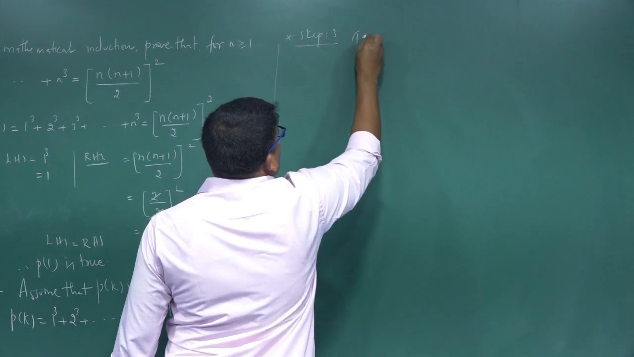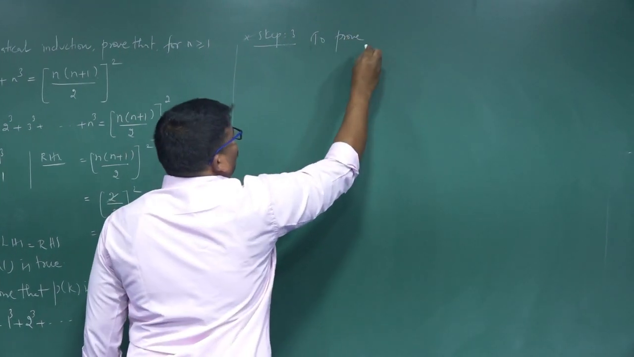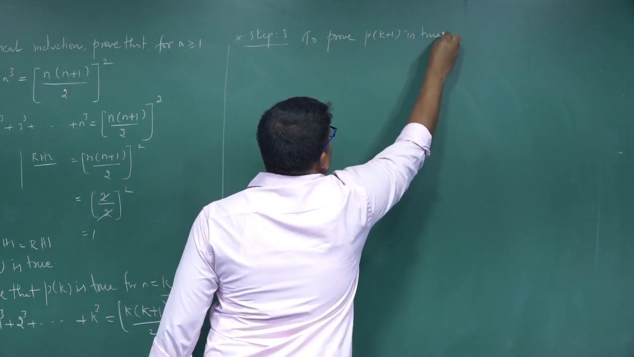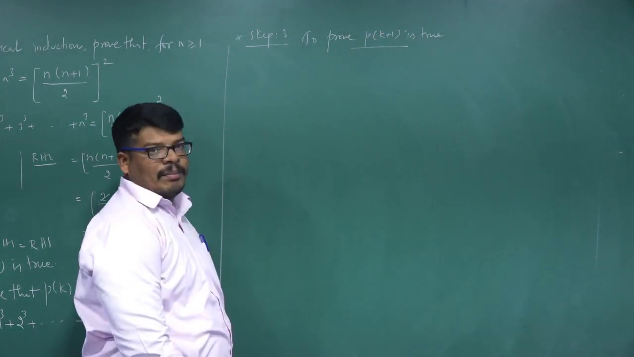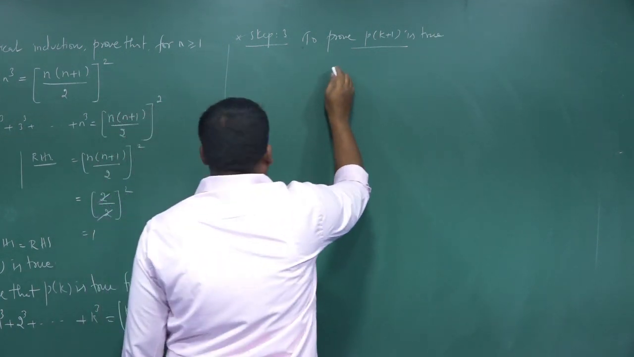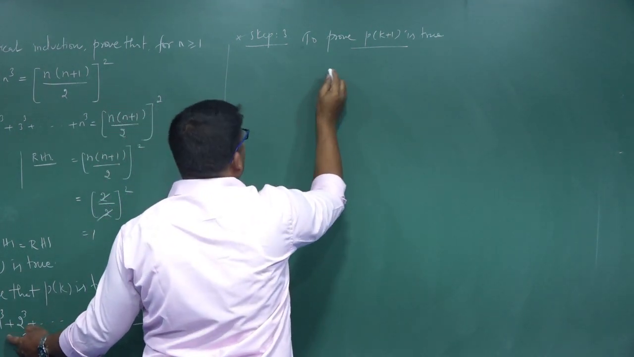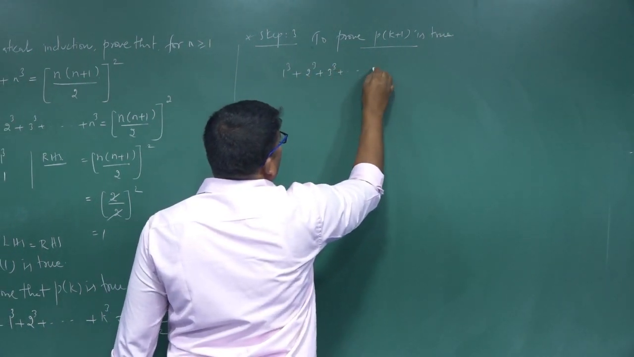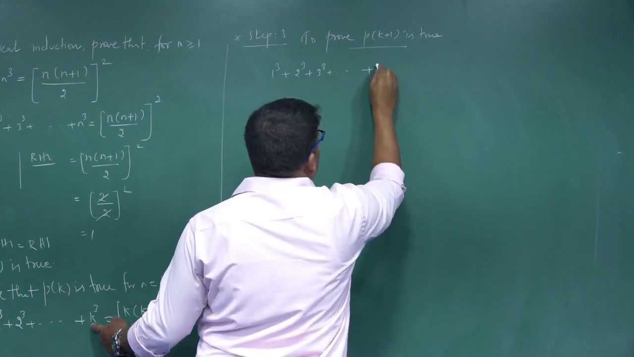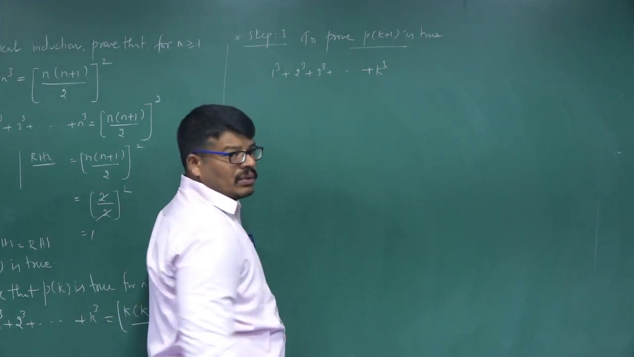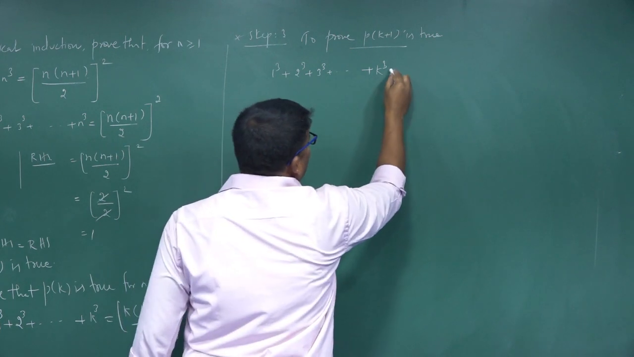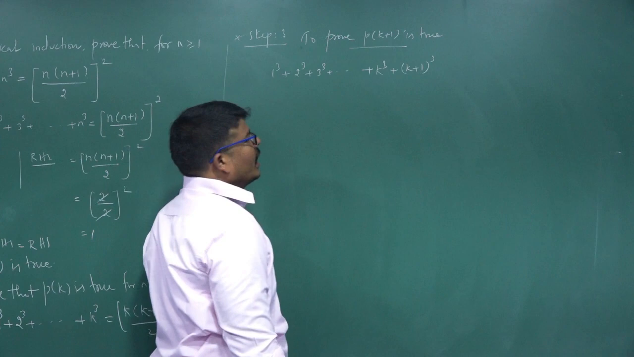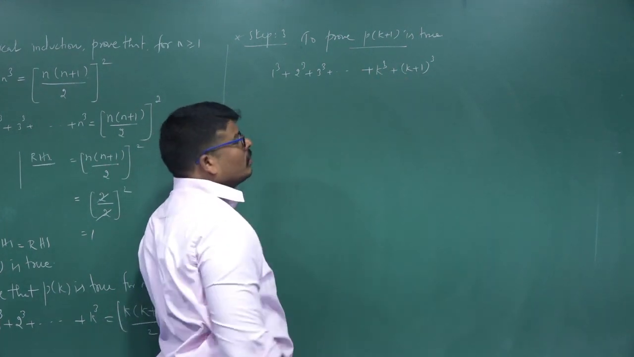Step 3, to prove P of k plus 1 is true. To prove P of k plus 1 is true, already P of k, writing 1 cube plus 2 cube plus 3 cube and so on, plus k cube. Next, put the value k is k plus 1, the next term is k plus 1 whole cube. k cube plus k plus 1 whole cube.